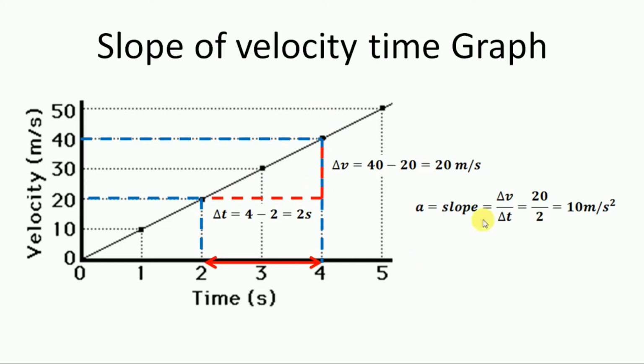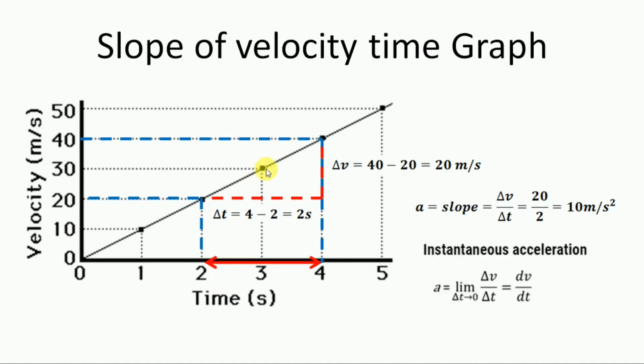So for this triangle the slope is perpendicular by base. Perpendicular is change in velocity and this is change in time. But we know change in velocity by change in time is acceleration. So acceleration is 20 divided by 2, that is 10 meter per second squared. So we get the acceleration from the slope of the velocity time graph.